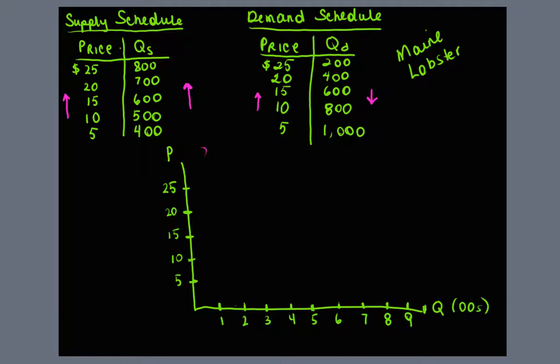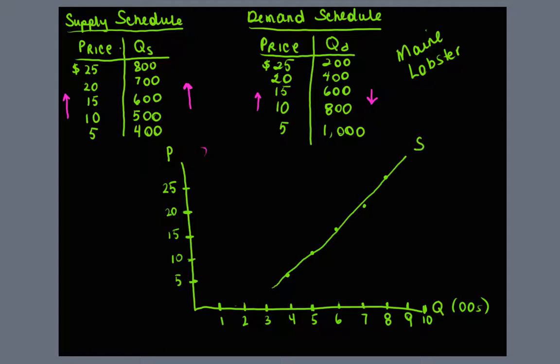Okay, so let's first graph the supply schedule. I'm literally going to plot the points. I have $25 and 800, and I'm just going to eye it up and say it's somewhere about here. I have $20 and 700, so this looks like it's pretty much just coming down in a line. $15 and 600, $10 and 500, $5 and 400 lobsters supplied. So let's see if I can connect these dots, and this is my supply curve.